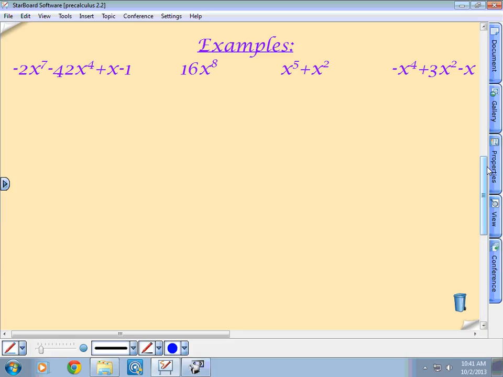So let's do some together. Okay, we'll start with you, Ben. I have negative 2x to the 7th minus 42x to the 4th plus x minus 1. So what's going to happen at my ends? Tell me what this graph's going to do.